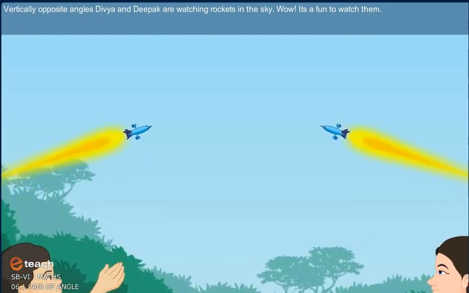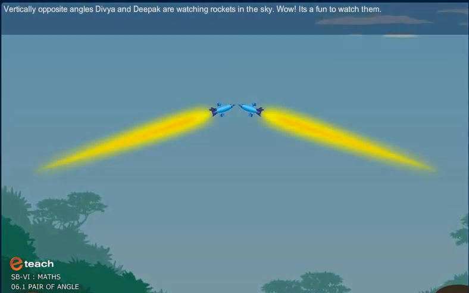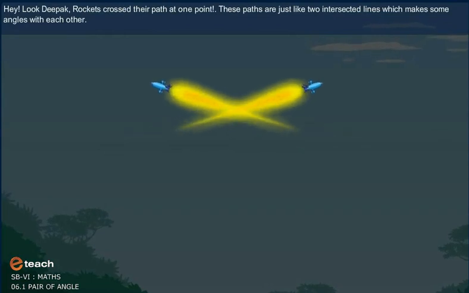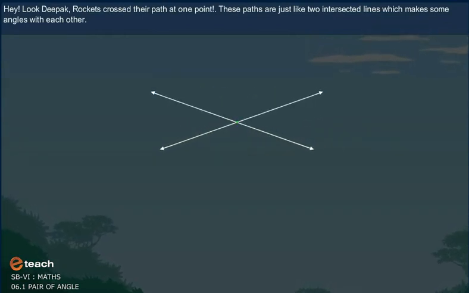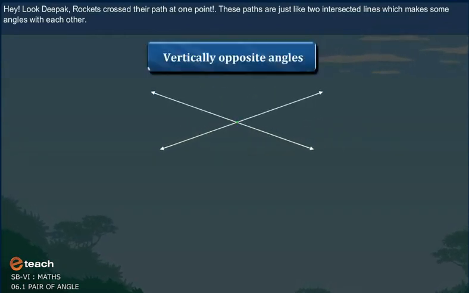Vertically opposite angles. Divya and Deepak are watching rockets in the sky. Wow, it's fun to watch them. Hey, look Deepak, the rockets cross their paths at one point.